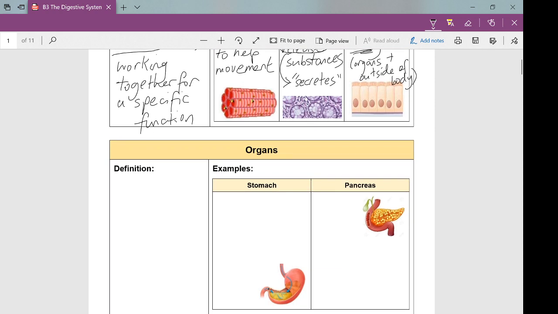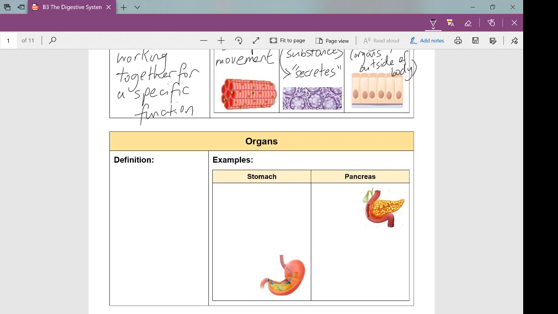Okay, so what an organ is, the next level of organization. So we had specialized cells all working together to make a tissue, but when you have different types of tissues working together for a function, you get an organ. Different tissues working together for a function.